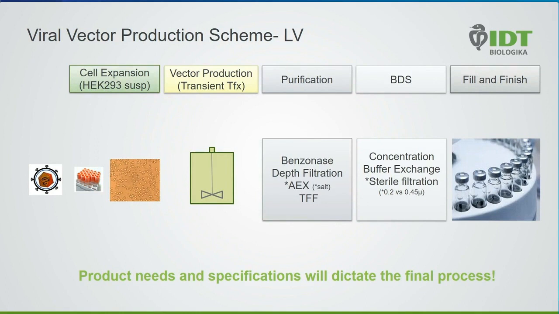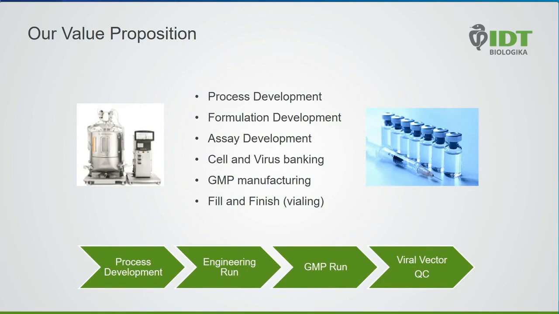So to wrap it up, at IDT Biologika, this is what we bring to the table. We have a fully functional process development team, a formulation development team, as well as an assay development team on site. So all the assays and titers you saw today were all done in-house. We also offer cell and virus banking services. We have a fully functional independent GMP manufacturing suite on site as well. And in addition, we also offer fill and finish services.